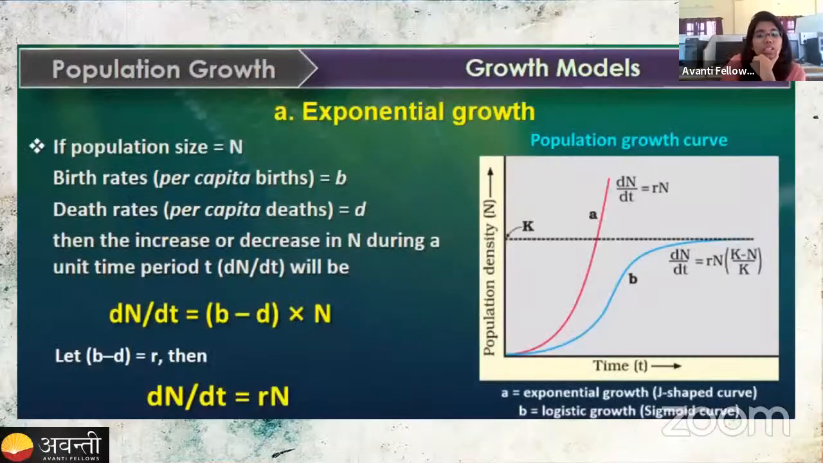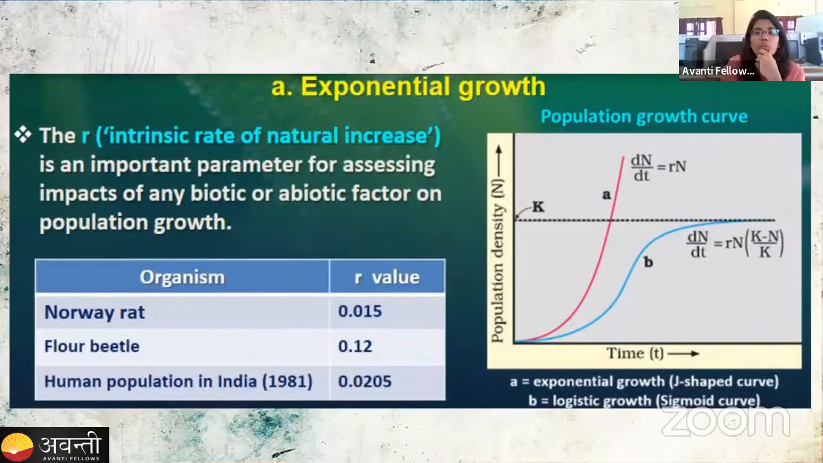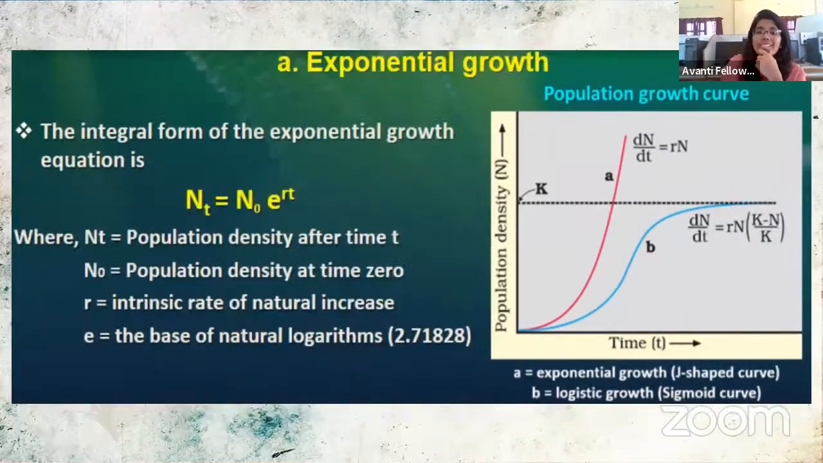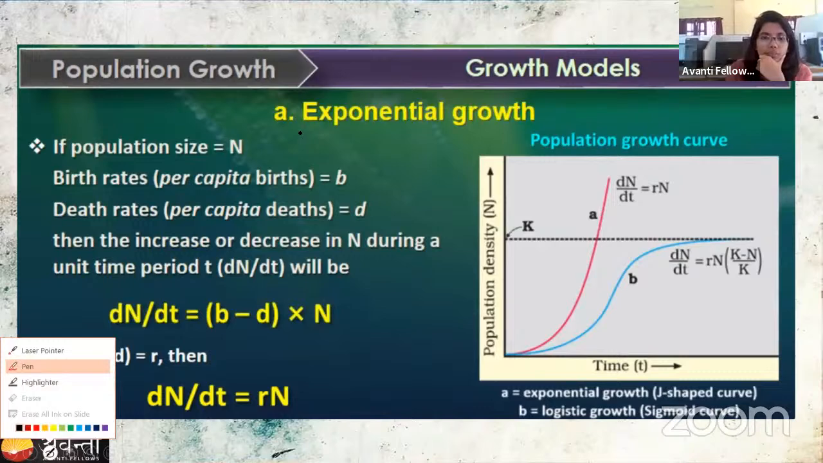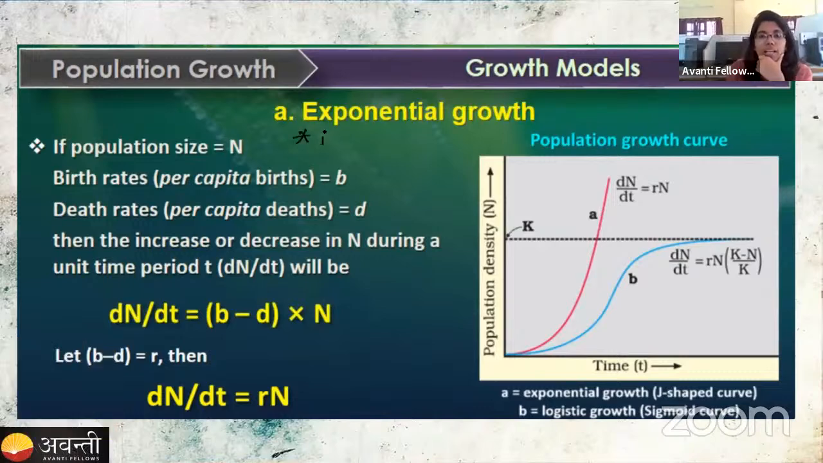So now let us see the growth models. What do you mean by growth models? We have two types of growth here. One is exponential growth and one more is logistic growth. You have to remember, exponential growth mostly takes place in an artificial condition. It is going to happen in artificial condition.